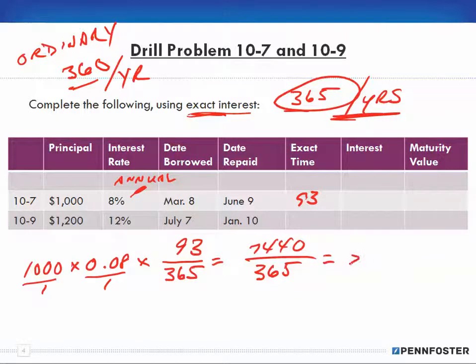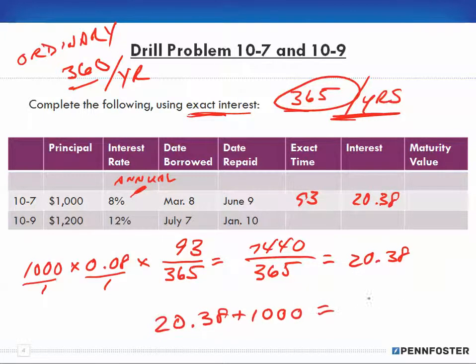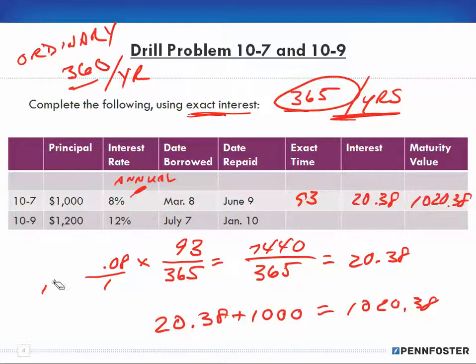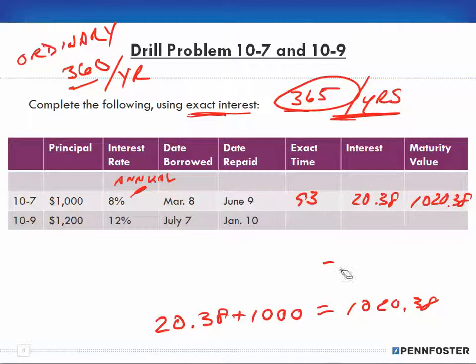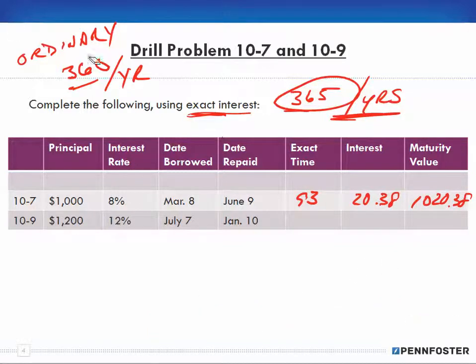And that gives me $20.38 as interest. And of course, the maturity value is interest plus principal, so the interest is $20.38 plus the principal of 1,000, gives me $1,020.38 for the maturity value. Right? Like I said, very simple, very repetitive. If you've done the others, you're probably getting accustomed to this now. Okay. All right.